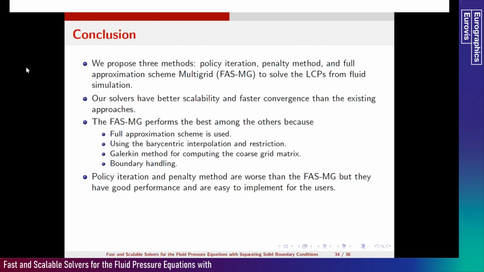In conclusion, we propose three methods: the FSMG, the polarization, and the penalty method to solve the LCPs from fluid simulation. We compare our methods with the existing approaches and demonstrate better scalability, timing, and convergence. Our FSMG performs the best because it uses the full approximation scheme, value-centric interpolation and restriction, the Galerkin approach, and boundary handling. Polarization and the penalty method also have good performance and are easy for users to implement.